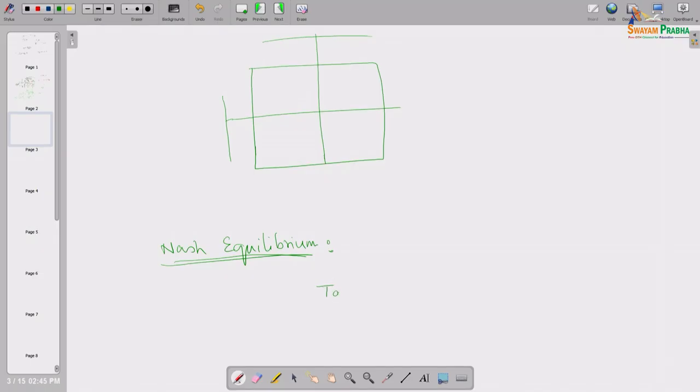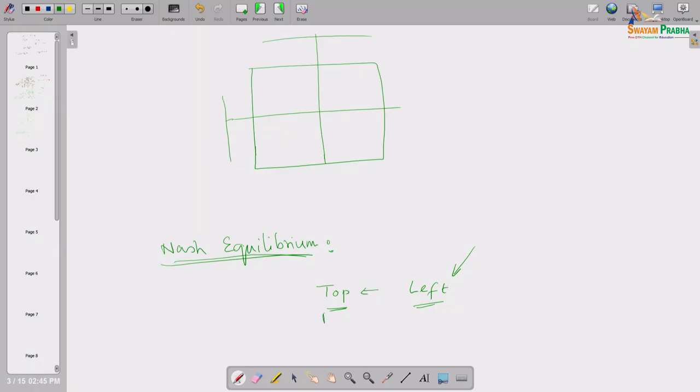But what clause should that strategy satisfy so that it will be called a Nash equilibrium? Given the strategy of the other, what will be my best? Suppose top and bottom kind of thing. Suppose top is the best for me when I know that the column player is going to choose left. So given left, top is the best for one person. In parallel, if this person knows that top is the other person's decision, then left will be best for that person.